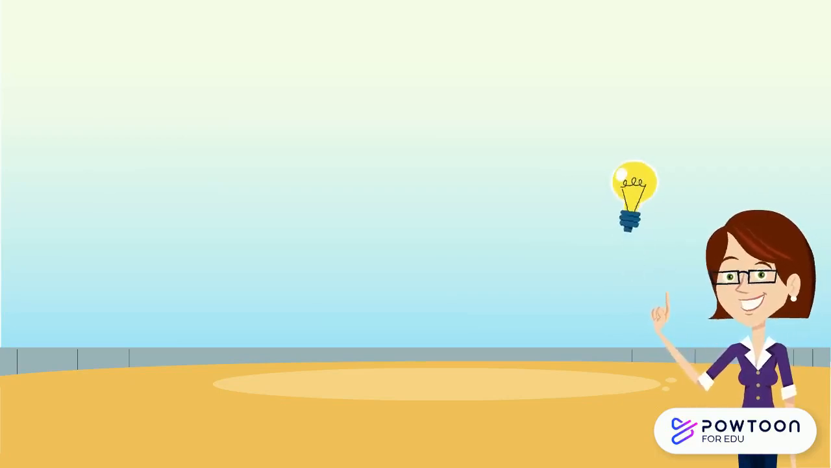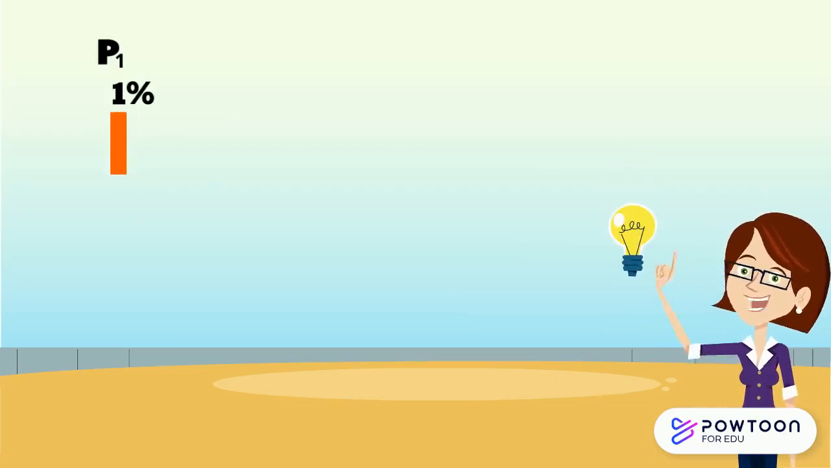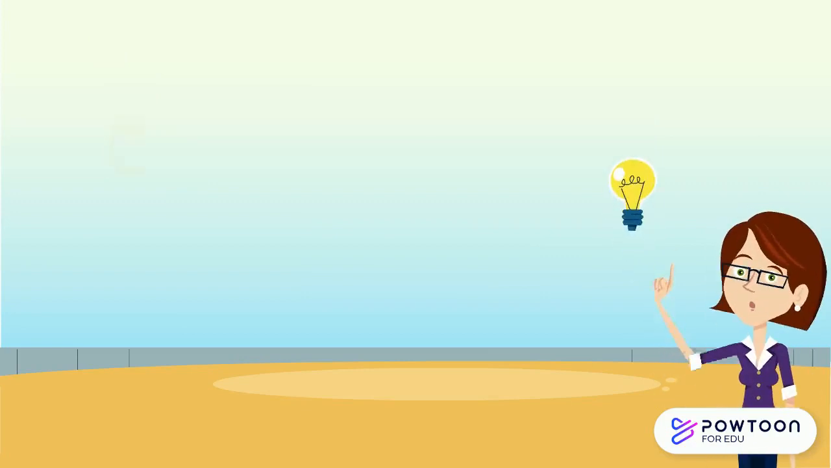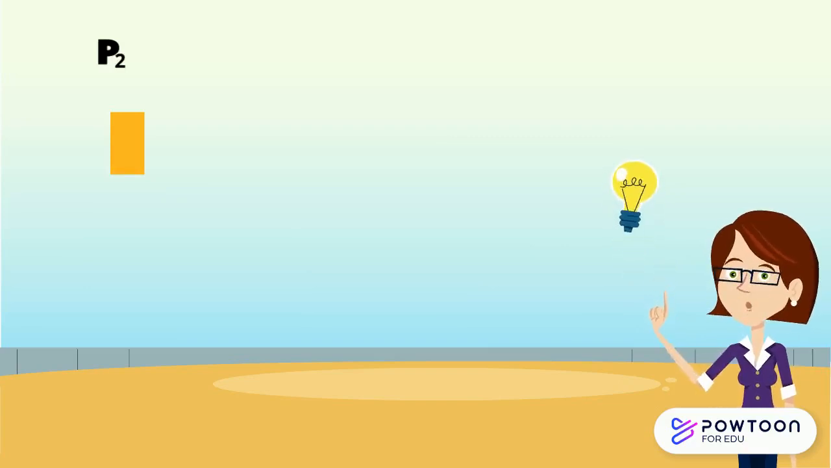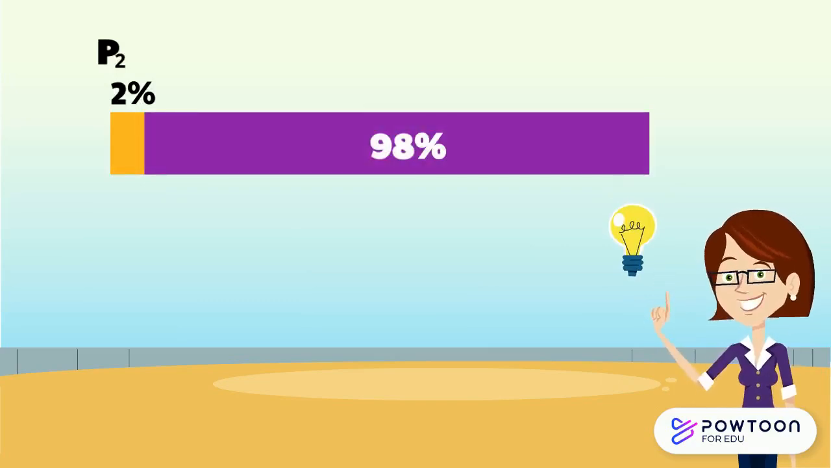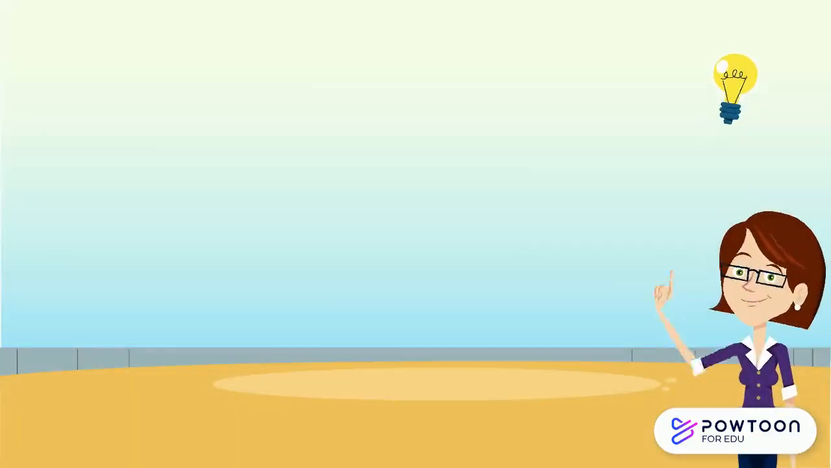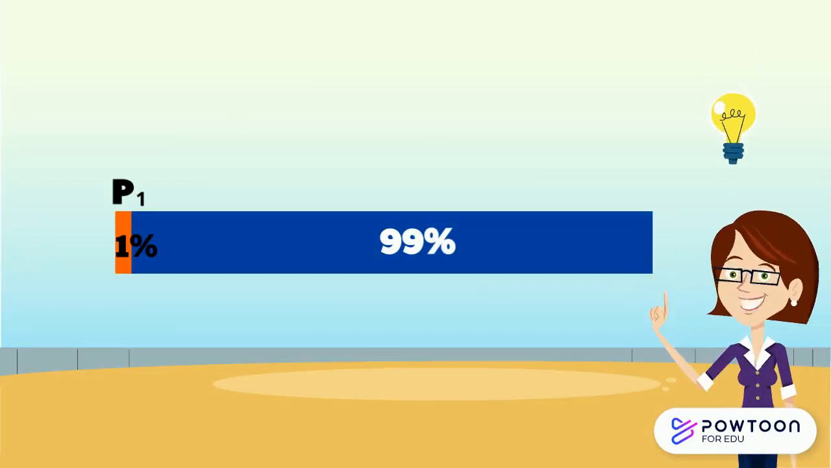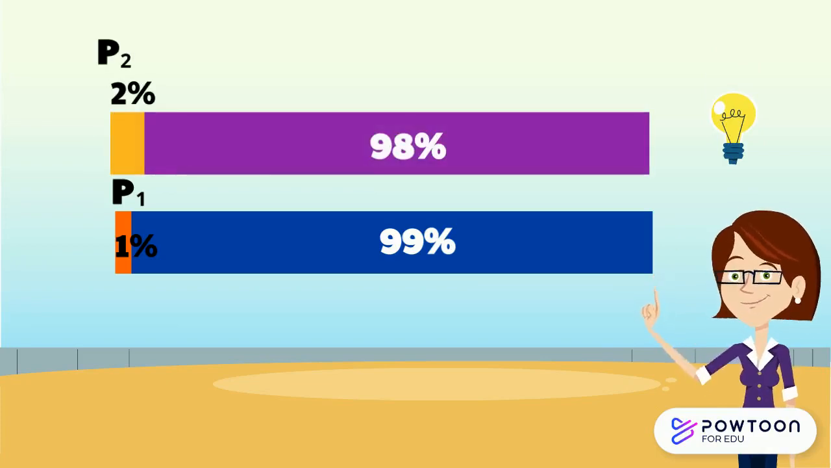For example, the first percentile separates the lowest 1% from the other 99%. The second percentile separates the lowest 2% from the other 98%. The percentiles in the illustration determine the value for 1% and 2% of the data.